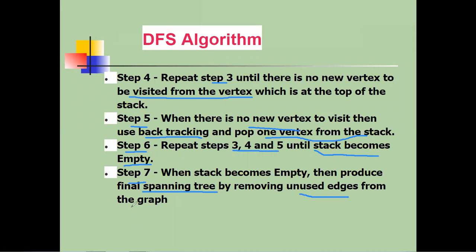Why are we removing unused edges? Because the graph creates a loop or cycle. But what about the spanning tree? In a spanning tree we are removing unused edges, which means the cycle is not found. So I hope everyone is clear on the algorithm now.